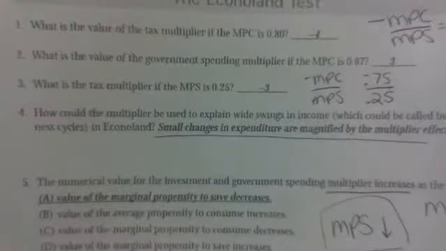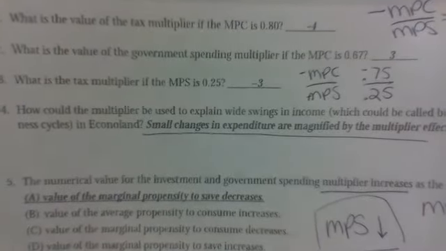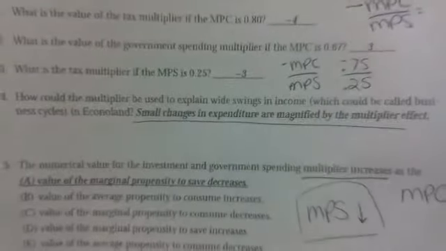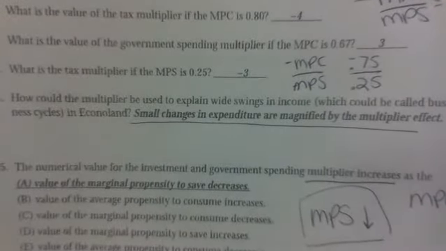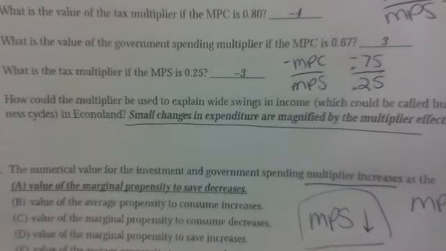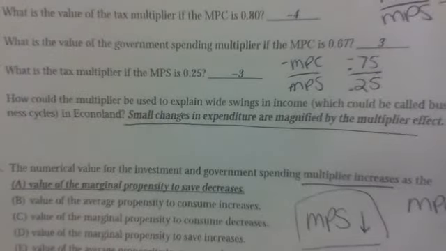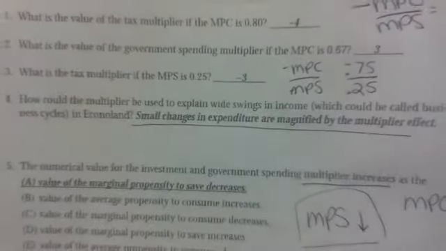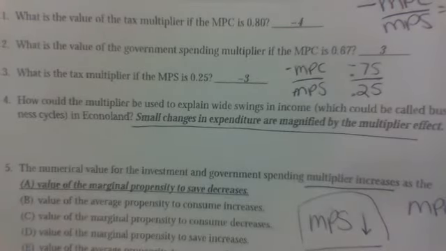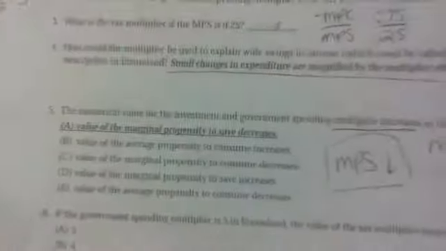Okay, number 4. How could the multiplier be used to explain wide swings of income, so basically the business cycle, in Ecoland? Small changes in expenditures are magnified by a multiplier effect. If the government is going to spend $10, that's not just going to have a $10 effect on GDP. It's going to have a multiplied effect. You never know what the multiplier is going to be because MPC can always change, and so they don't know what the effect is going to be, which is why it fluctuates so often.